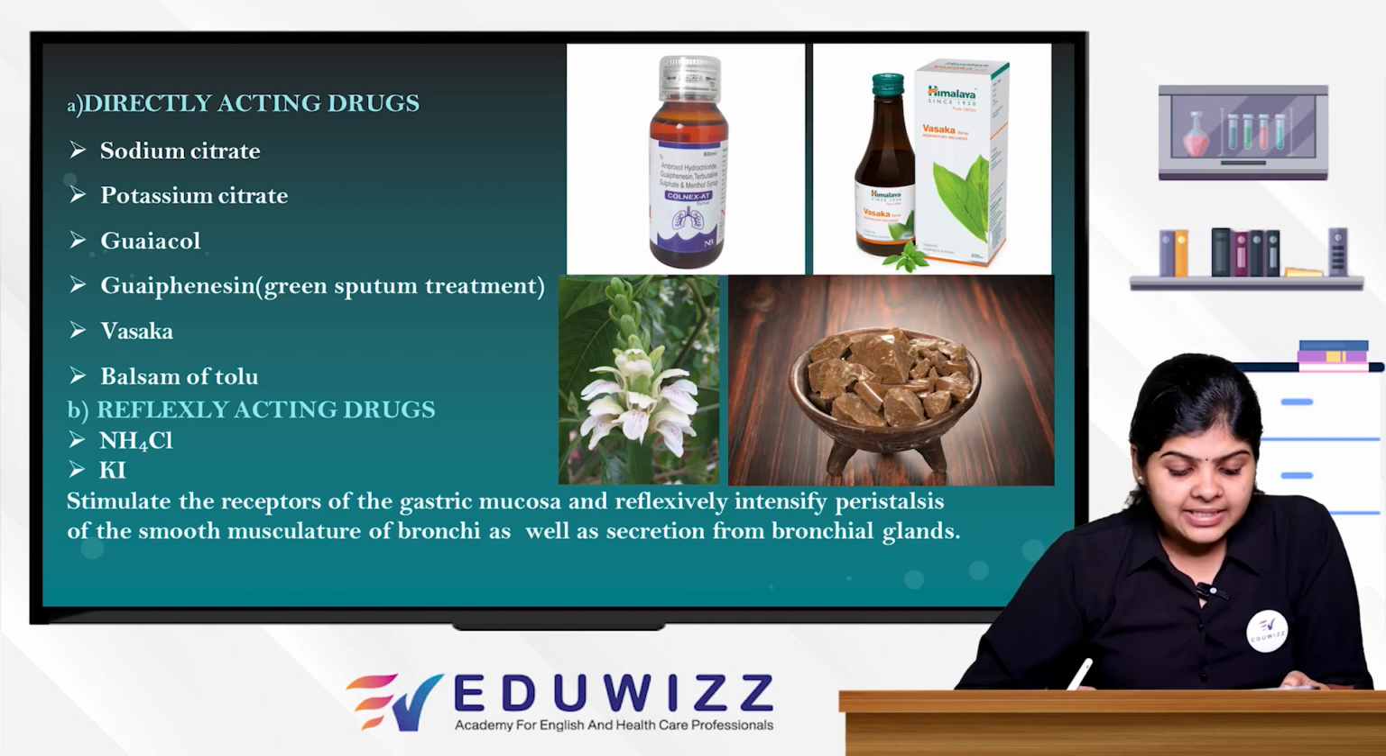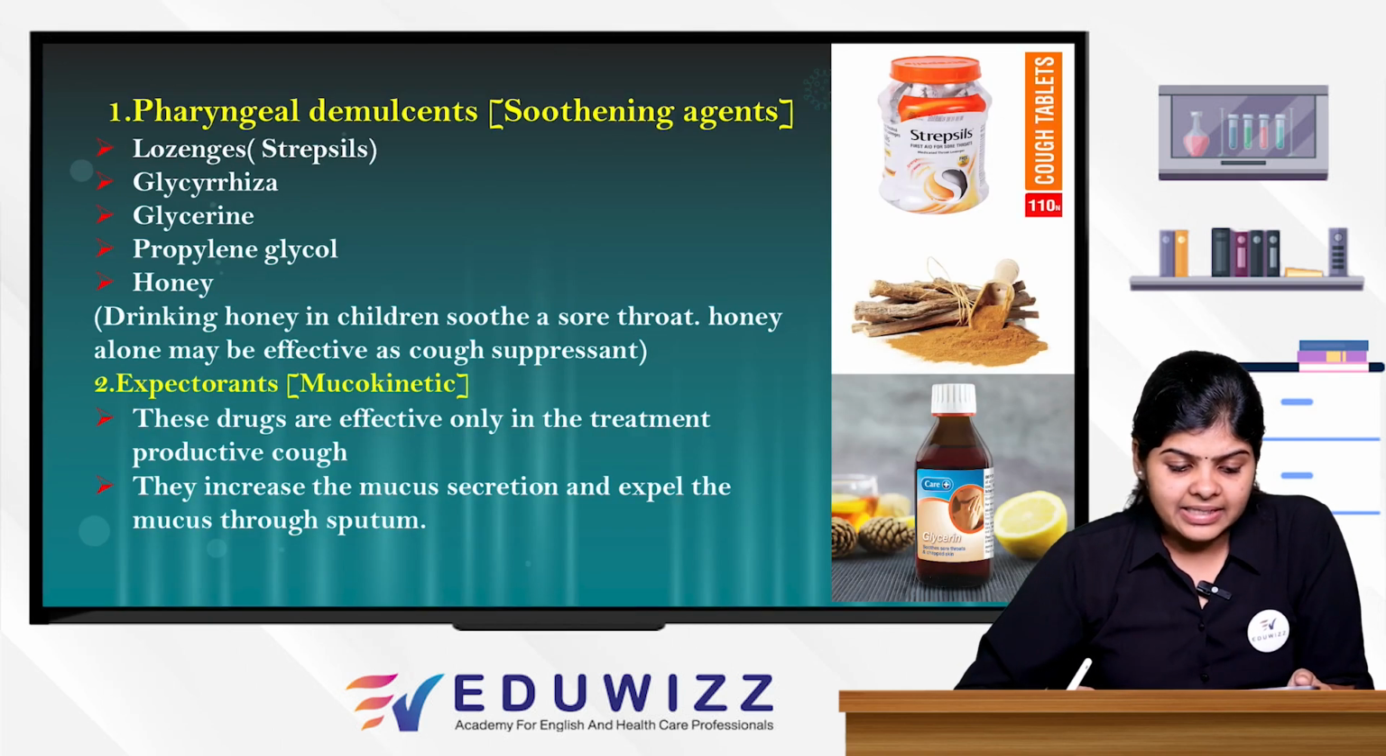And reflexly acting drugs are sodium chloride and potassium iodide, which stimulate the receptors of gastric mucosa and reflexively intensify peristalsis of the smooth musculature of bronchi, as well as secretion from bronchial glands. These are the reflexly acting drugs.